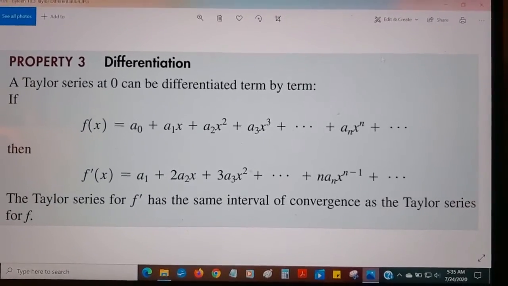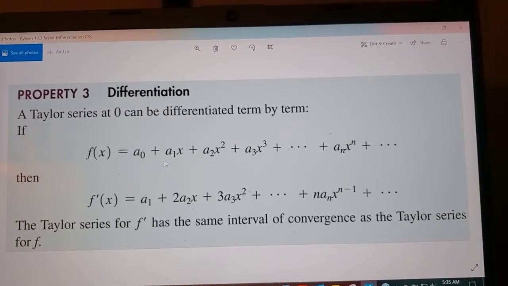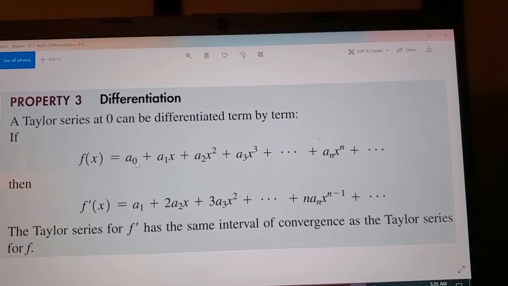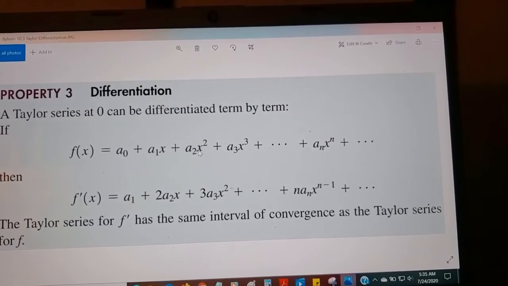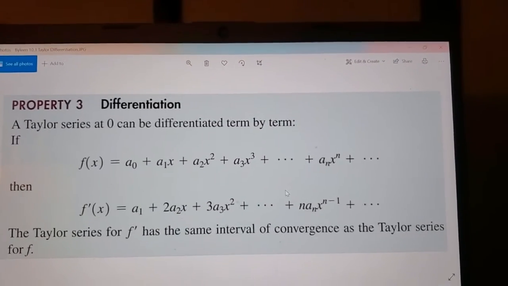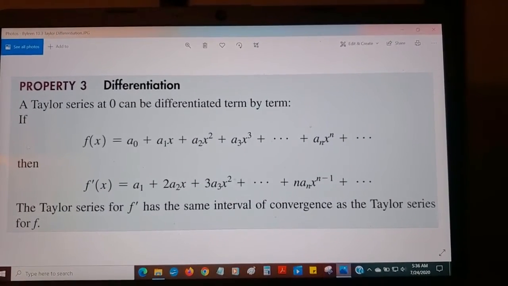We operate on Taylor series term by term. So if we have our Taylor series a naught plus a1 x and so on and so forth, when we take the derivative, well, the derivative of a constant disappears. The derivative of a1x just becomes a1. The derivative of a2x squared becomes 2a2x, and so on and so forth. In other words, when we differentiate a Taylor series, we just do it term by term.